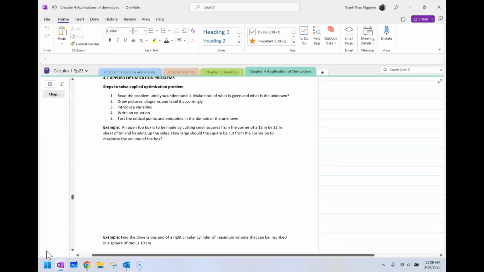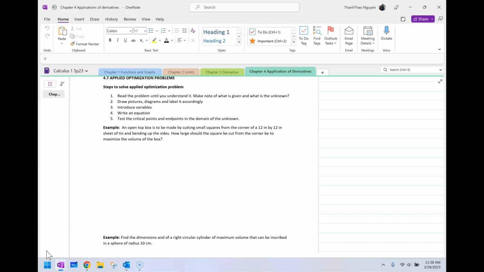Same with all other application problems. The first thing you need to do is to read the problem until you understand it. You may have to read this more than once. Make note of what is given and what is the unknown. Draw the picture or diagram, and label it accordingly. You then introduce the variable. You write an equation that relates to the diagram or formulas. Test the critical points and endpoints in the domain of the unknown.